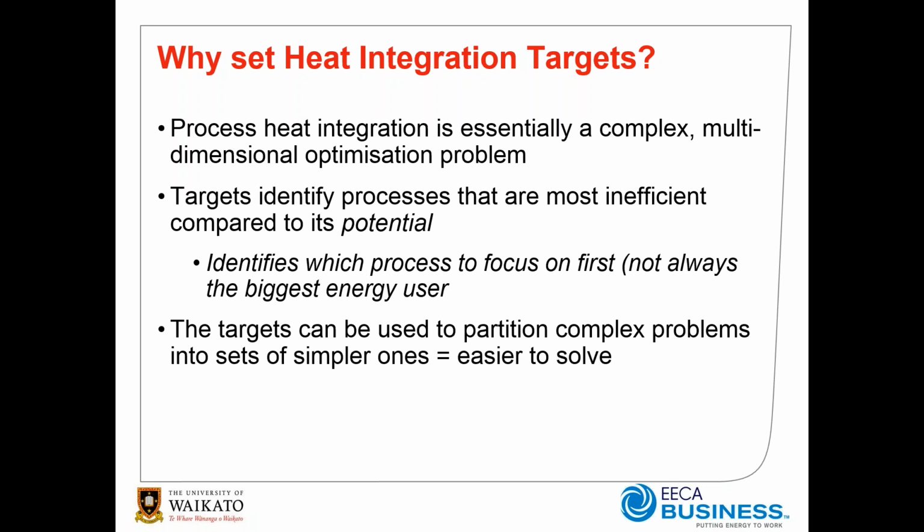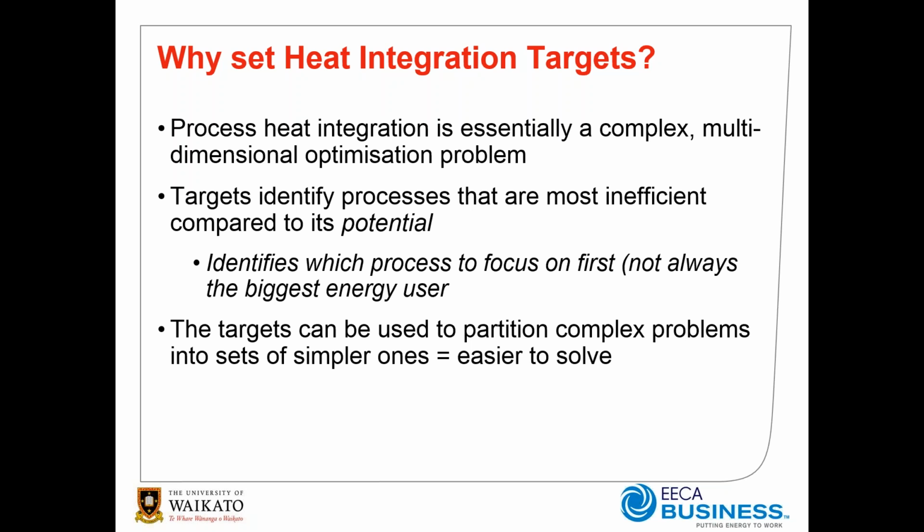So targets help us to identify where there's inefficiencies in energy efficiency and also what is that potential. It also helps us to sharpen our focus on which process is the least efficient in terms of comparing what its current energy use is to its potential energy use or much lower energy use. And a key point on this is the one with the greatest potential is not always the process that is the biggest energy user. These targets also help us to partition the complex problem into much simpler ones and make it easier to solve, and we'll talk about how that's the case.